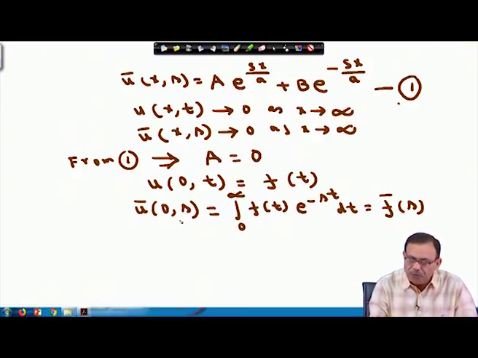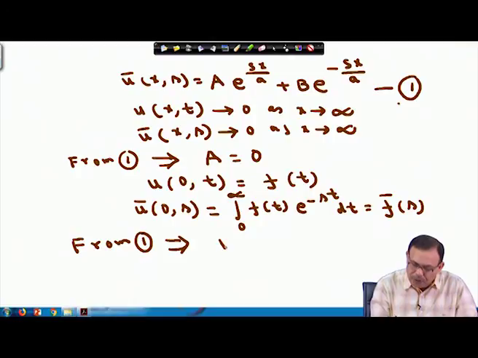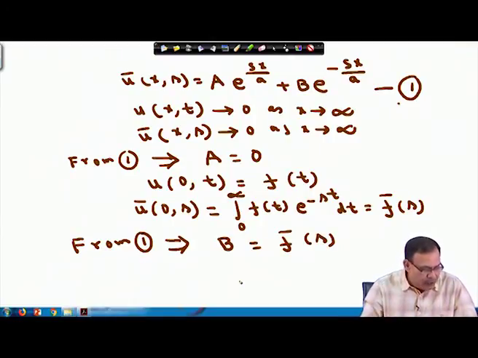So, if you substitute x equals 0, already a has vanished, the e power part will be vanishing, so that you can obtain from 1, again from 1, you can say that b will be nothing but f bar s.